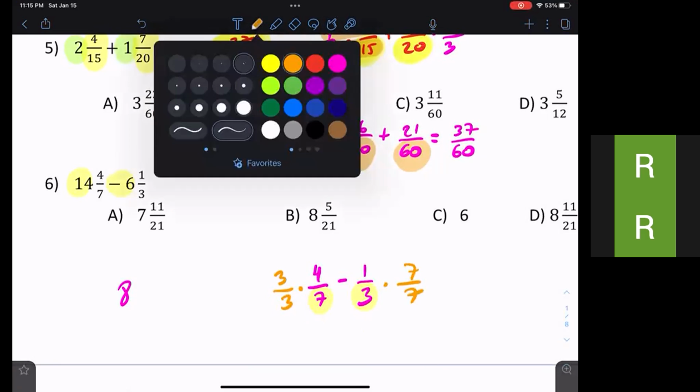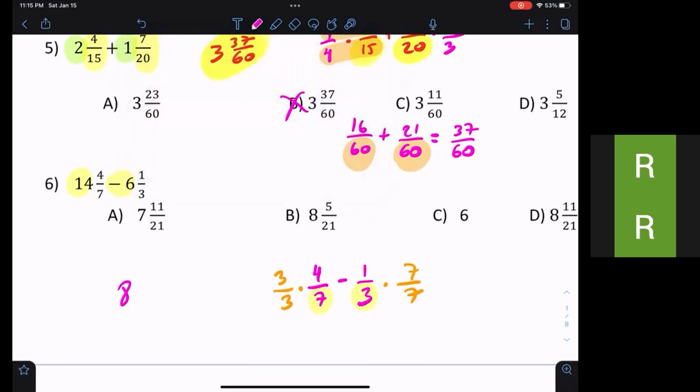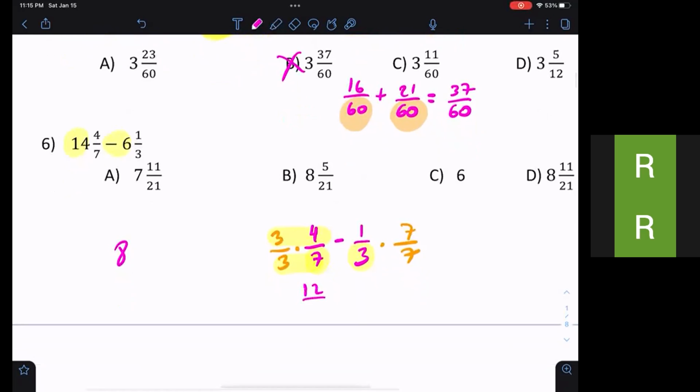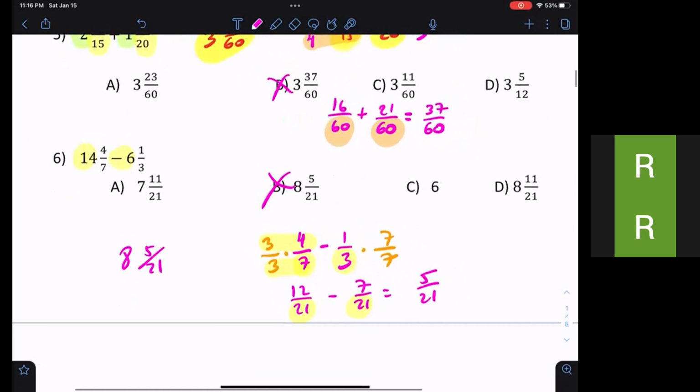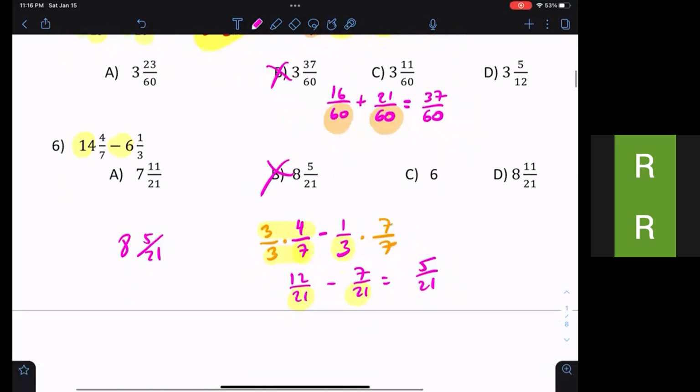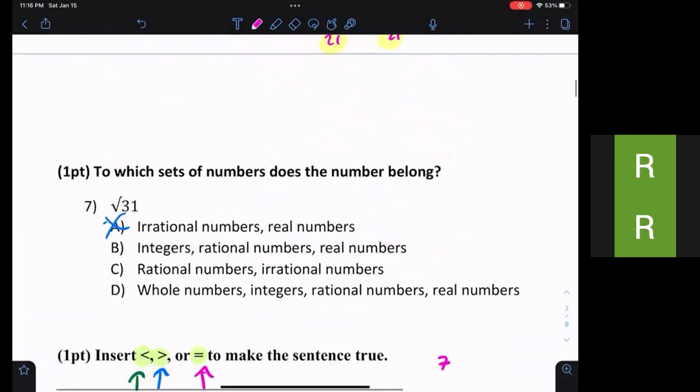So you multiply across, like I was saying before, like this. So that's 12 over 21, and here's 7 over 21. Subtract those numbers. Since you have the same denominator, 12 minus 7 is 5, and this is 5 over 21. So this is the answer, right? 8, 5 over 21. That's it. Simple. Very easy. Okay. If you don't understand, go back to the video, right?